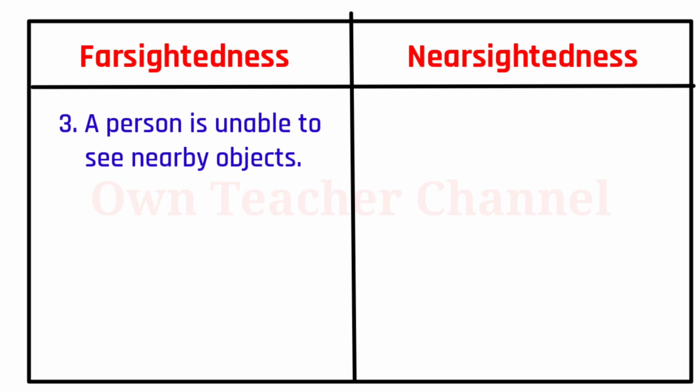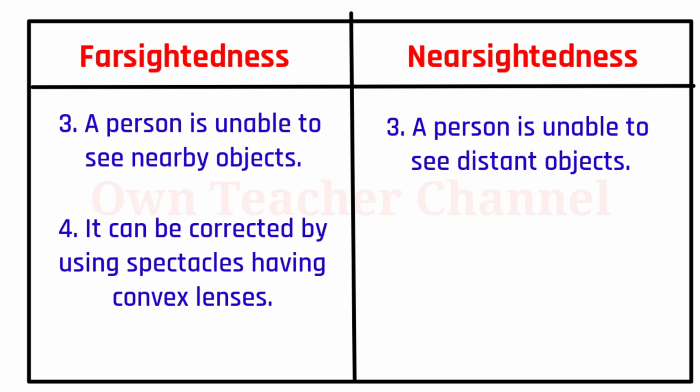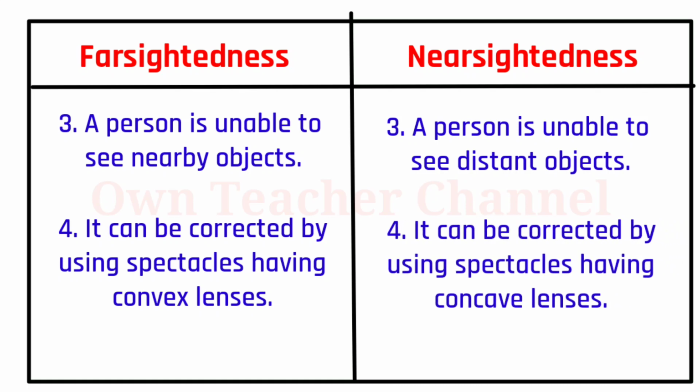In farsightedness, a person is unable to see nearby objects. In nearsightedness, a person is unable to see distant objects. Farsightedness can be corrected by using spectacles having convex lenses. Nearsightedness can be corrected by using spectacles having concave lenses.